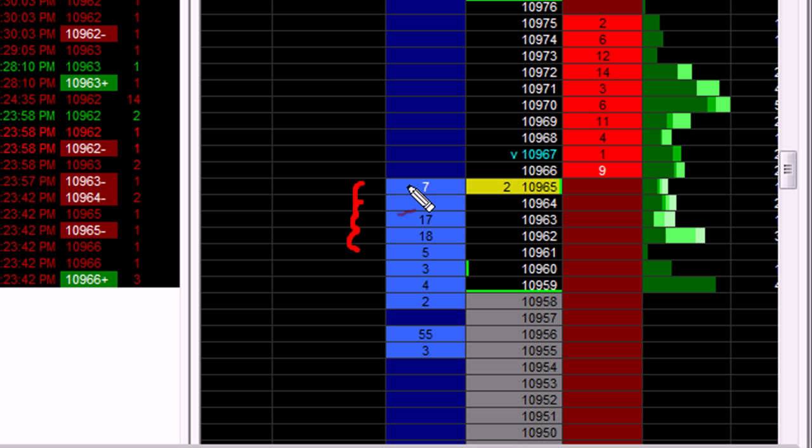It's a basic algorithm. It's a basic high frequency trading type black box. And all he's doing is he's looking to buy a large amount of futures contracts at that price. Now, that's a very basic algorithm.